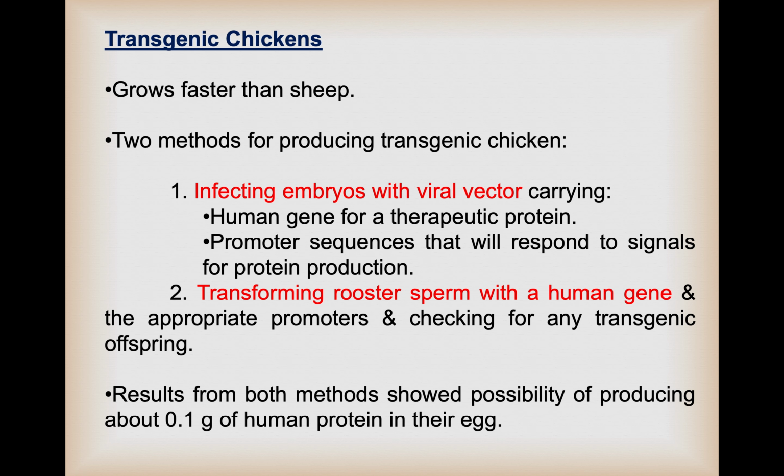This is more or less for farming. Secondly, by transforming rooster sperm with a human gene and the appropriate promoters and checking for any transgenic offspring. Results from both methods have been tested and showed the possibility of producing about 0.1 gram of human protein indirectly, because we consume the eggs, right? So we can get some benefit out of it.